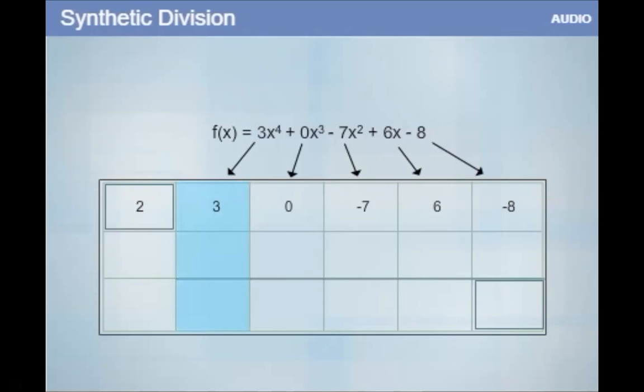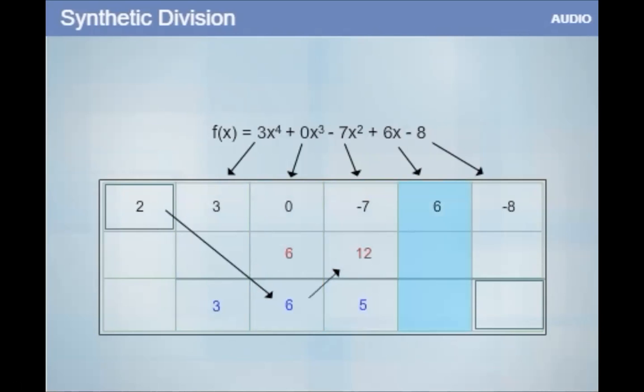Start by bringing the leading coefficient of the polynomial down as seen here. To fill in the next column of the problem, multiply the 3 from the bottom row with the 2, writing the result below the 0. Then add vertically, writing the result below. To fill in the next column of the problem, multiply the 6 from the bottom row with the 2, writing the result below the -7. Then add vertically, writing the result below.